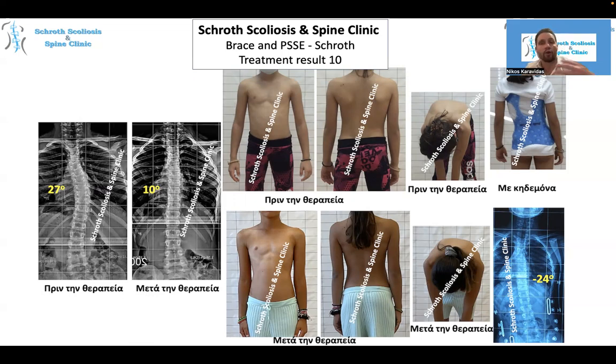However, you need to take care on how to manage this situation, because if you don't take care and if you are not familiar with the brace design and brace correction, maybe you can end up creating a compensation. But in this curve, as you can see, we didn't create any kind of compensation. We had an excellent correction, bringing her scoliosis from 27 down to 10 degrees after 2 years of treatment.